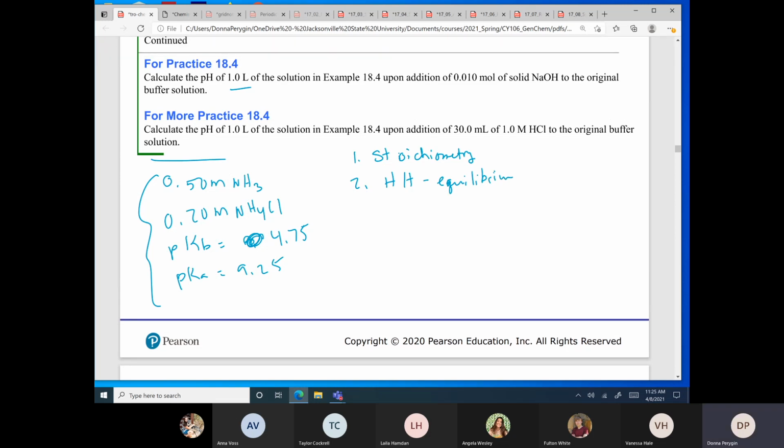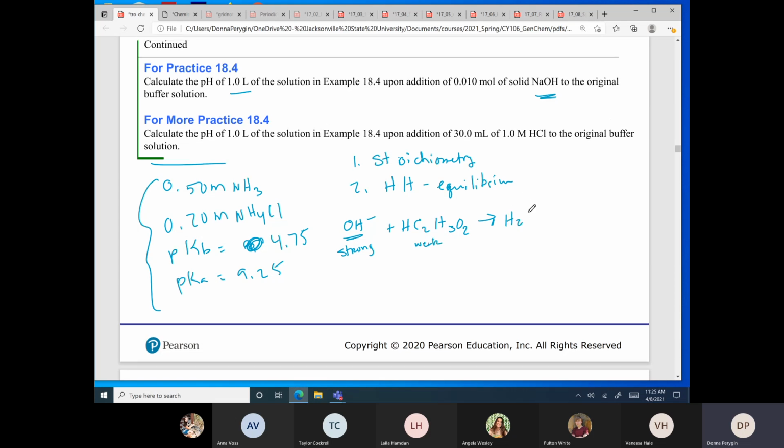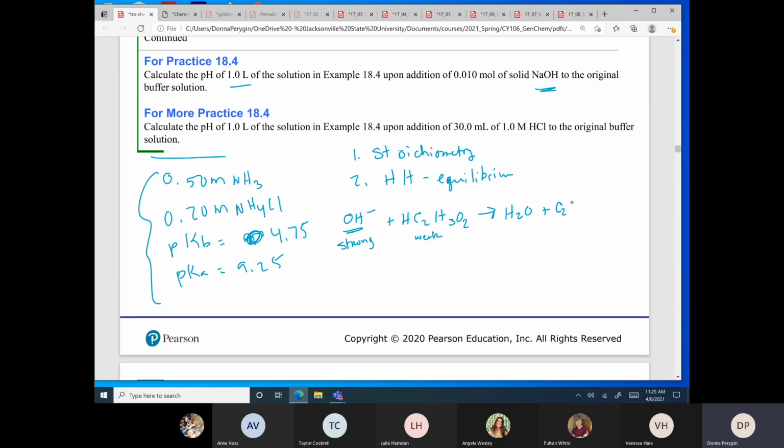Okay, so let's make our stoichiometry table. Now this is not an ICE table, this is a stoichiometry table. So because of that, we don't use molar units, we use moles. Writing our reaction, we've got OH minus, that's our hydroxide from the sodium hydroxide, plus HC2H3O2 goes to, and this is really a one-way arrow because sodium hydroxide is strong and acetate is weak. It goes to H2O plus C2H3O2 minus.